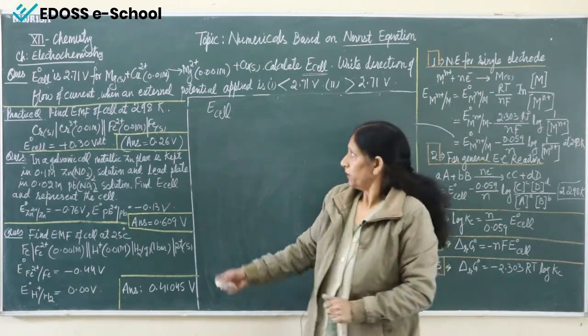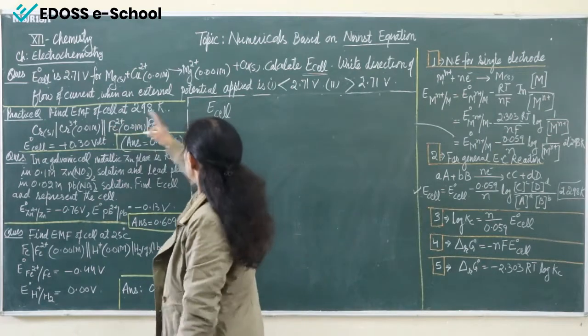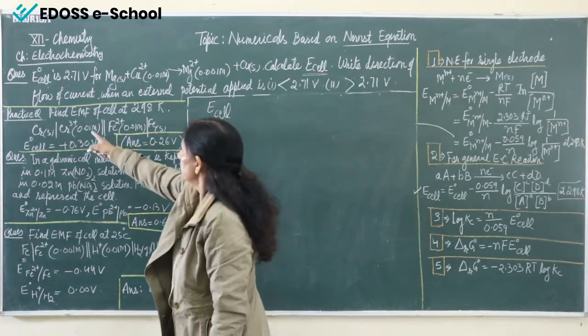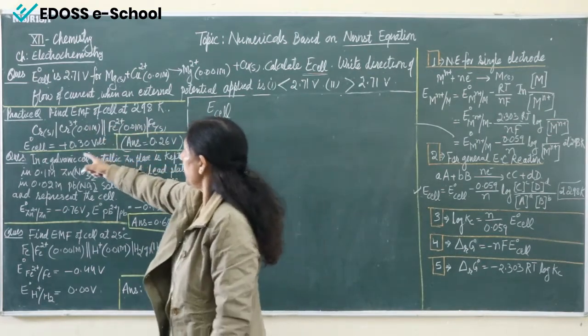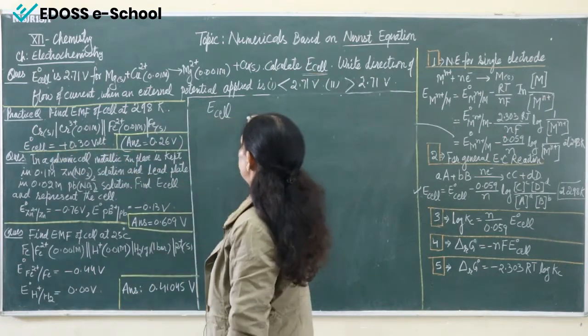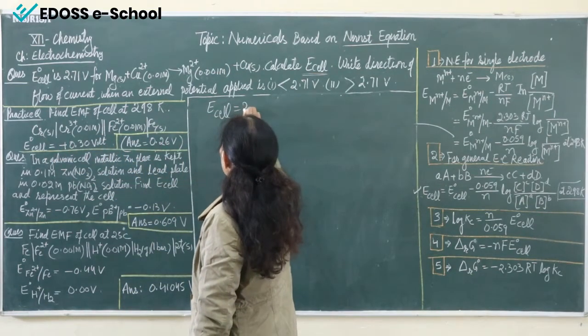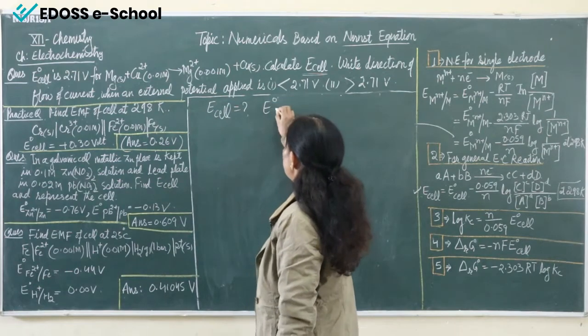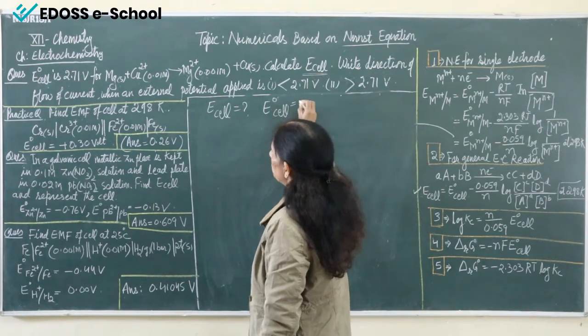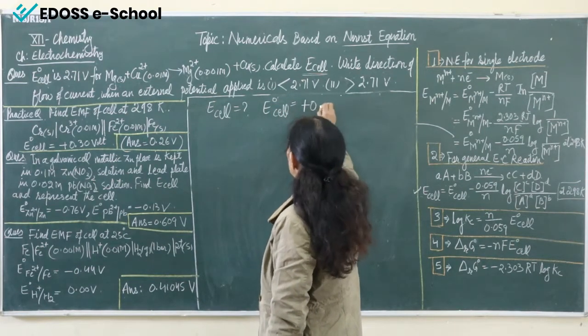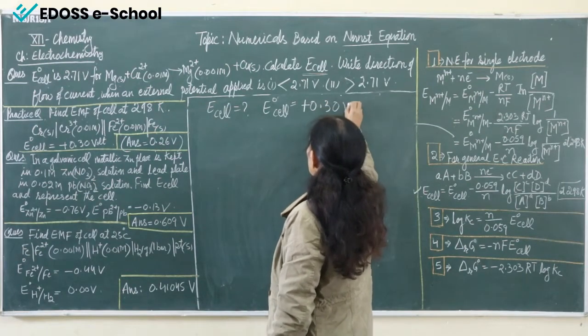Okay? So see here, this is E of the cell and this is the equation given here, and E naught of the cell is given to you. You have to find E of the cell. This is given to you: plus 0.30 volt.